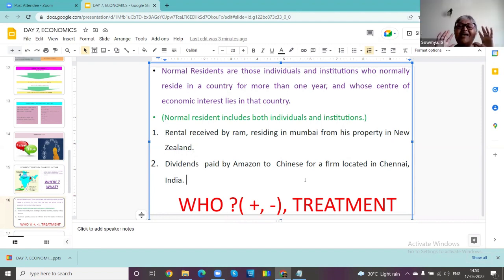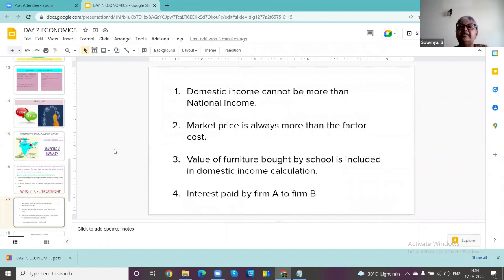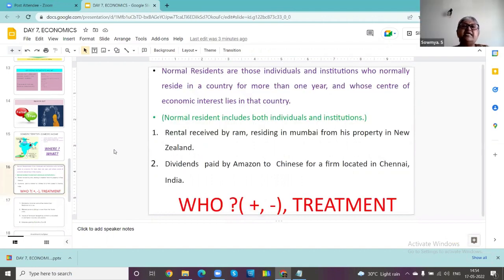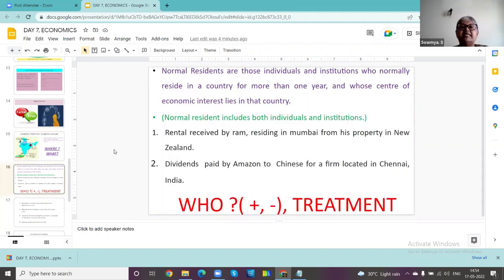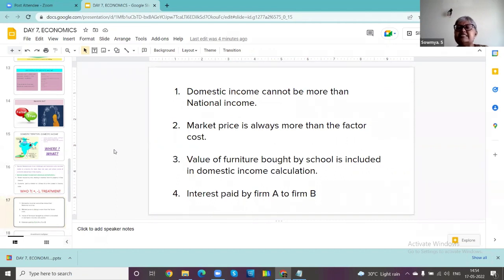All this they'll have to write, ma'am. If they write this, then only they will get full 3 marks. If they simply write true, false, included, excluded, they may go wrong also. So encourage them to write the treatment. This is how they can answer, and by doing that, they will not miss out anything. So these are some areas where they go wrong: domestic territory, and then again normal resident. A few more I thought I will just discuss as common errors that children make.